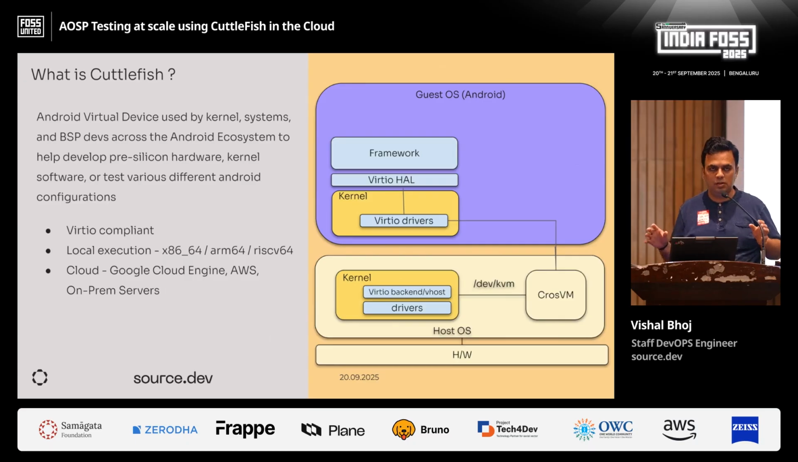Cuttlefish is Virtio compliant. It can run on x86, ARM64, and RISC-V 64. You can run it locally, as well as, if you want, you can scale it in the cloud with GCE, AWS, or you have a large server in your premises itself.